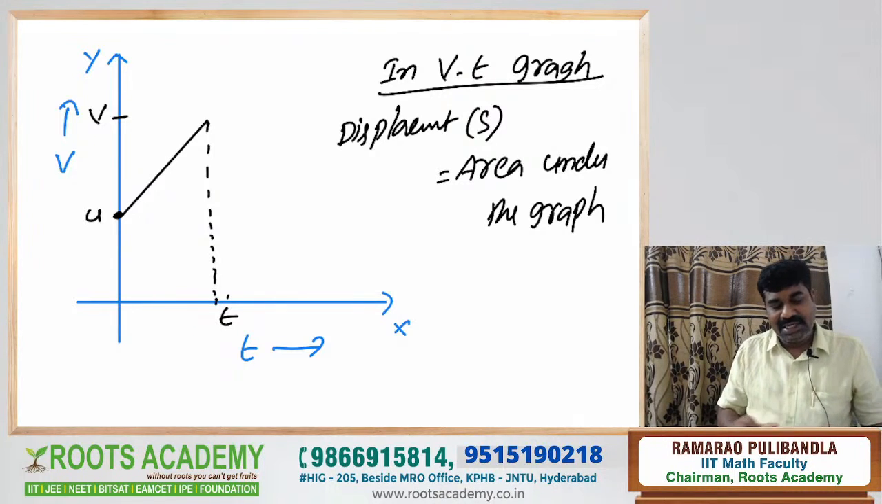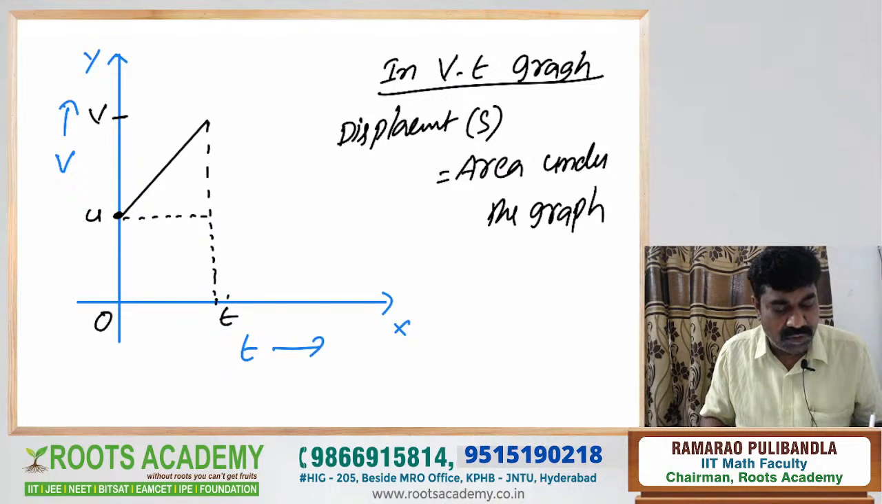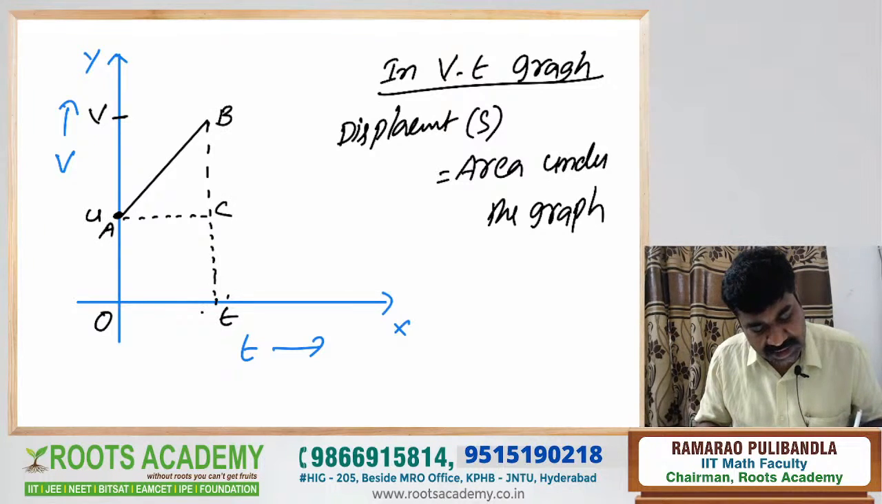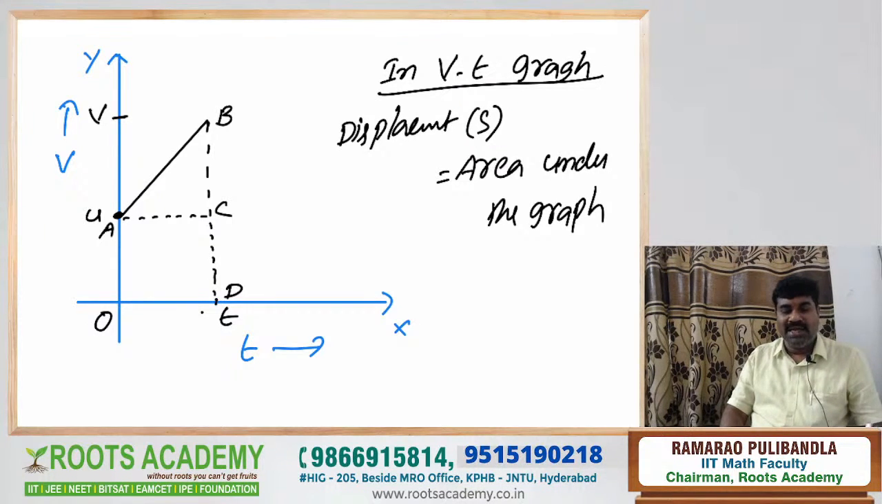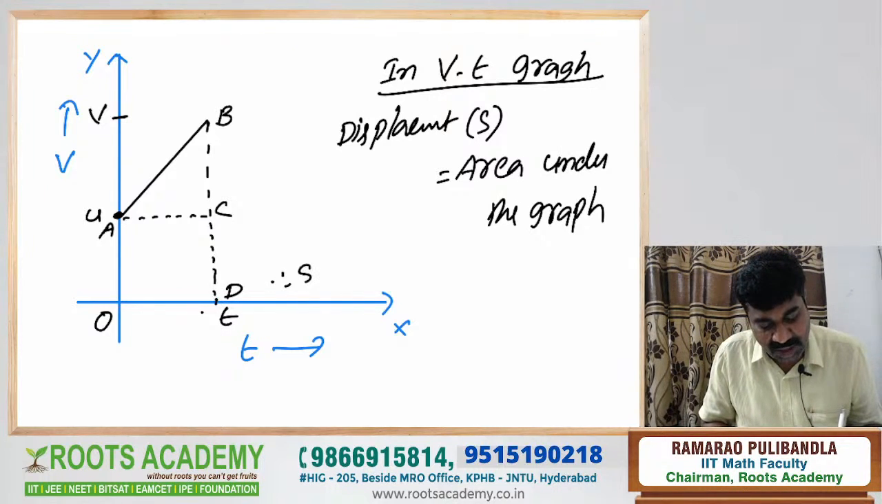Here, what is the area under the graph? Here, this is the initial velocity u. This point is taken as O. These points are A, B, C, and this is some point D. So the area under the line AB gives the displacement. So the displacement is the area under the line AB. That is the area of the triangle plus the area of the rectangle.